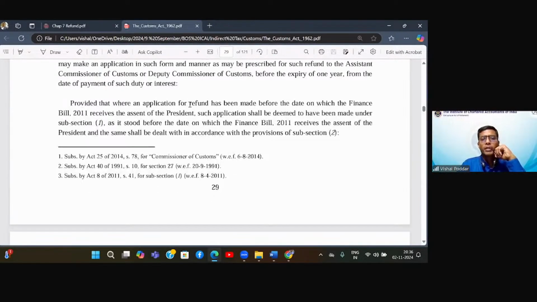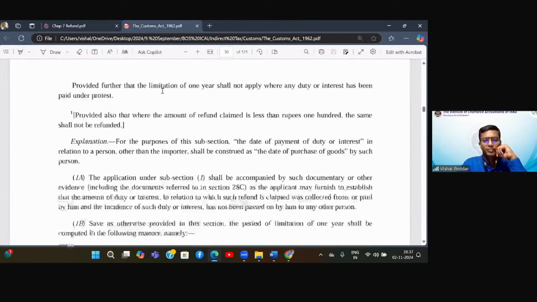Fine. Provided that where an application for refund has been made before the date on which Finance Bill 2011 received the assent of the President, such application shall be deemed to have been made under subsection 1 as it stood before this particular date. So simply you can understand from this proviso why this proviso is inserted, because before 2011, the provisions for this particular refund were different. They have said that if you have made application before that date, and let us say the application is continuing, and in between this particular finance bill has got the assent of the president, we will deem that you have filed it as per the new provision. So in short, the old application will automatically get converted into the new application.